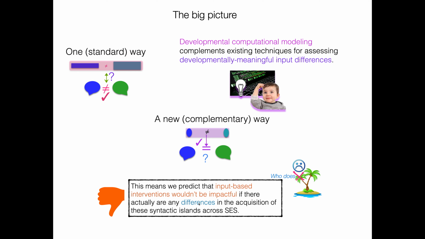If we actually find any differences in the acquisition of these syntactic islands across SES, it's not because the input is different in a way that's a deficit, right? Instead, there's some other issue, right? But the input should support the development of this knowledge in the same way. That's what we predict. So input-based interventions are not going to help if there is a problem. You want to focus interventions on some other part of the developmental process.